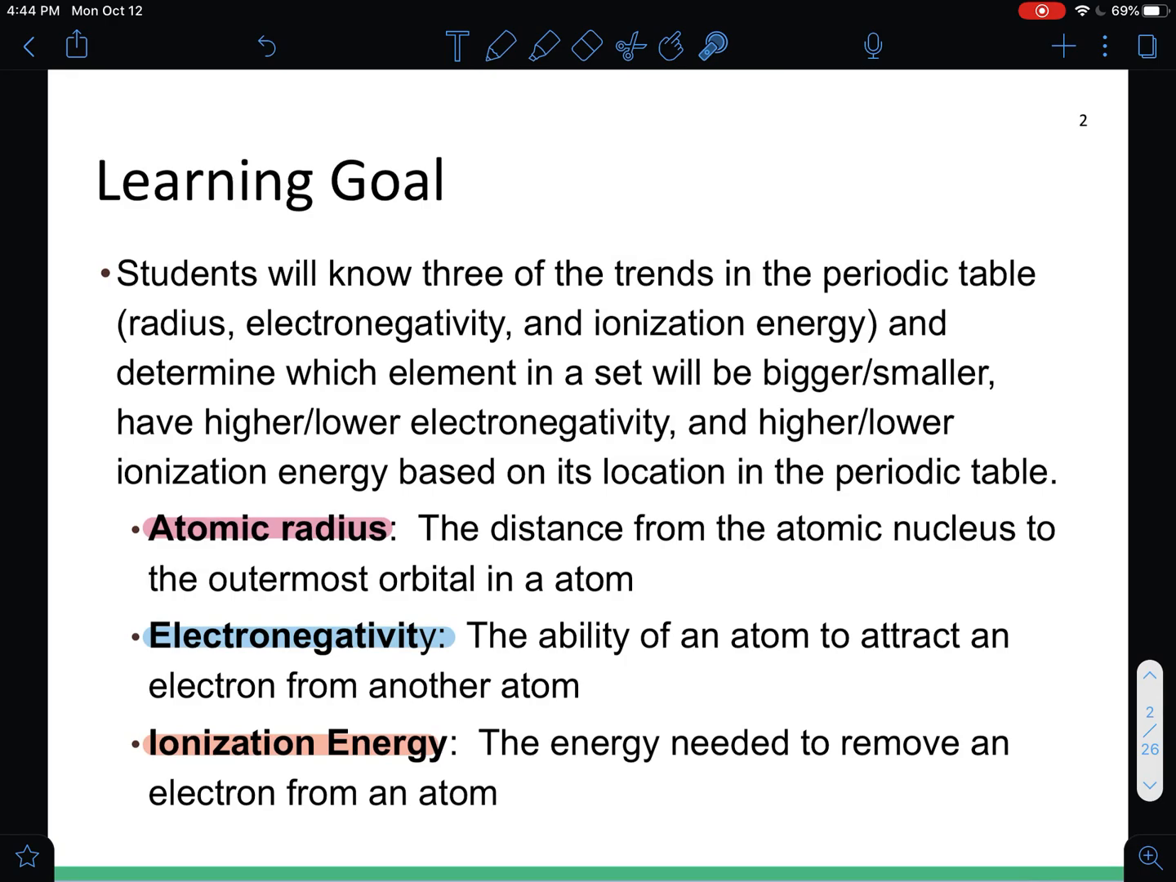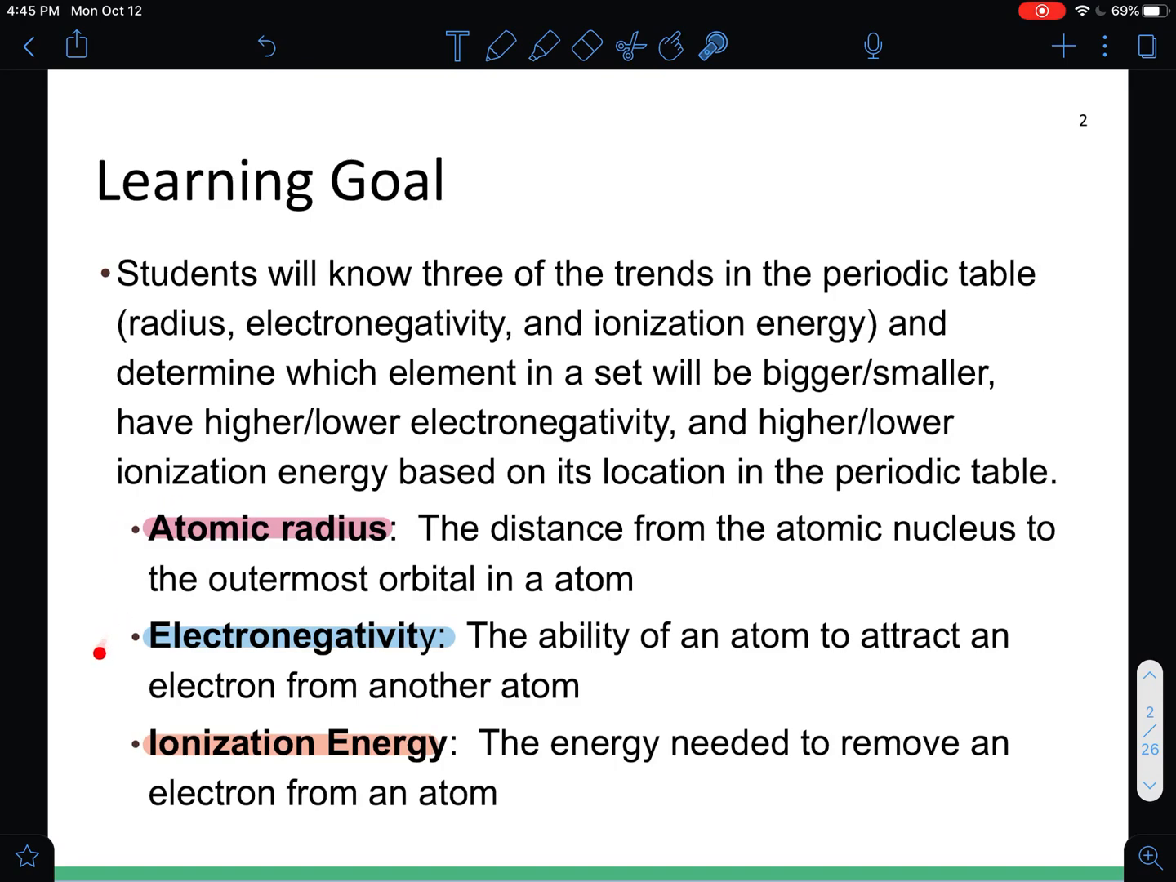All right, so here are the learning goals or the objectives for the lesson. Students will know the three trends on the periodic table, which are atomic radius, electronegativity, and ionization energy. And you'll be able to determine which element in a set will have a bigger or smaller atomic radius, higher or lower electronegativity, and higher or lower ionization energy, simply based on its location on the periodic table.